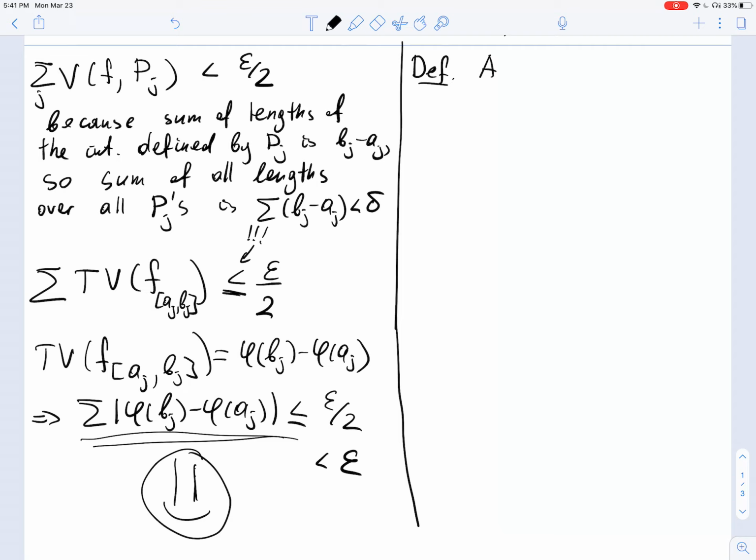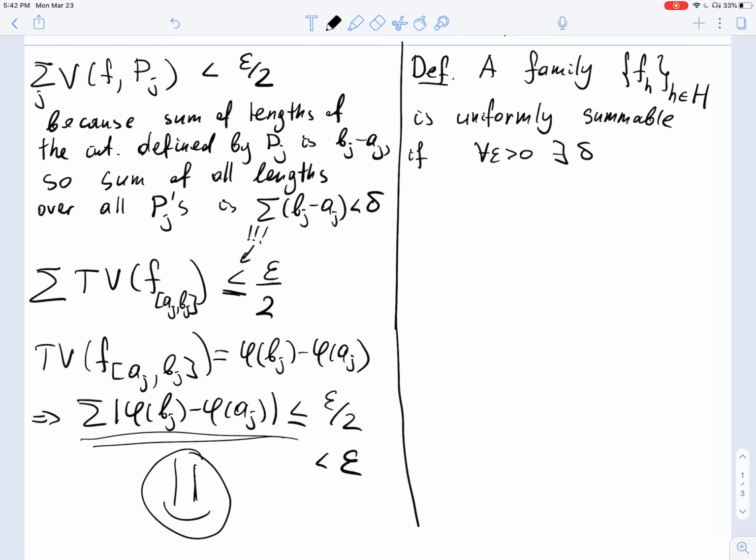So definition. A family f, let's index it by h, where h is in some set of indices, so it doesn't even need to be countable, is uniformly summable if for every epsilon there exists a delta such that if the measure of A is less than delta, then the integral of f sub h over A is less than epsilon for every h in H.